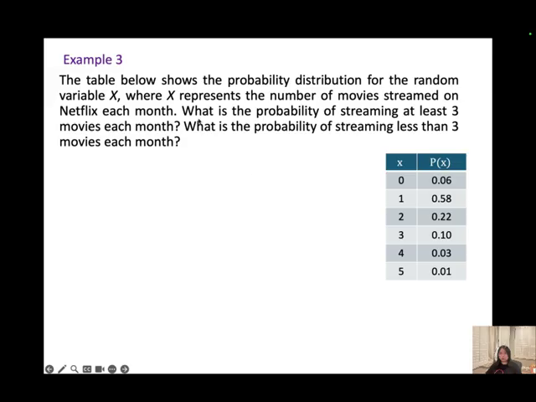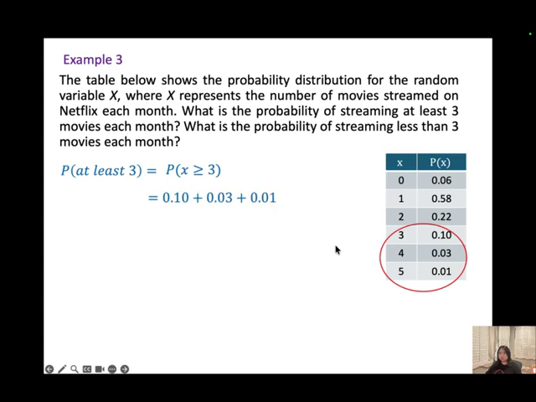Now, the first question. What is the probability of streaming at least 3 movies each month? We are looking for at least 3, so x has to be greater than or equal to 3. That will be these 3 here. So let's add these up: P of 3 plus P of 4 plus P of 5. And that would be 0.14.